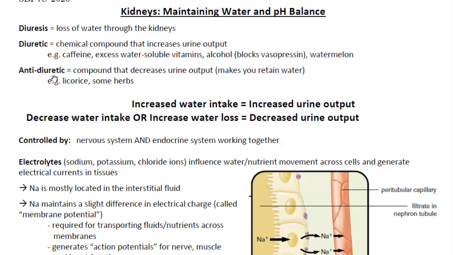Antidiuretics would be any chemical that stops you from losing water. In other words, you retain the water. So this would decrease your urine output. Things like licorice, and there's some herbs out there as well.